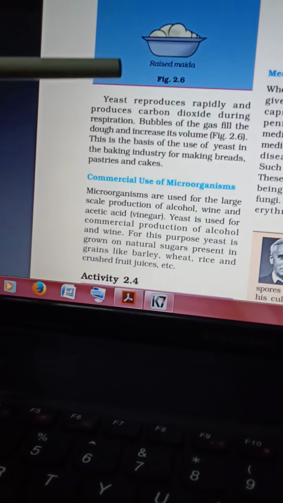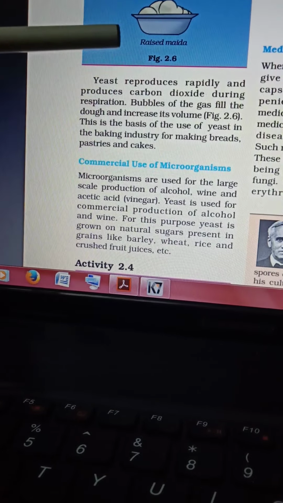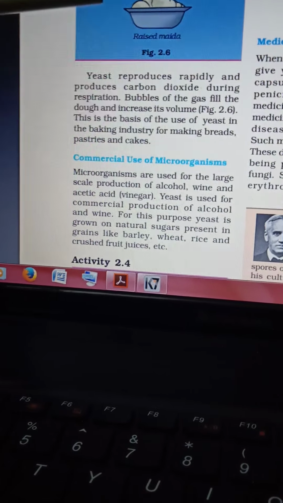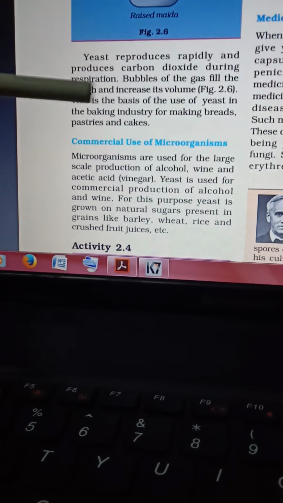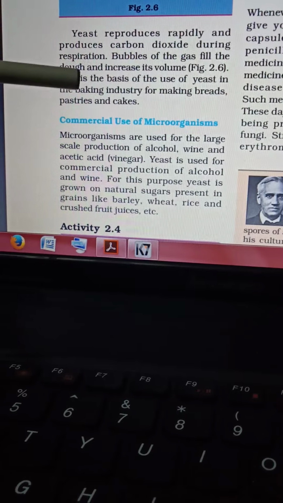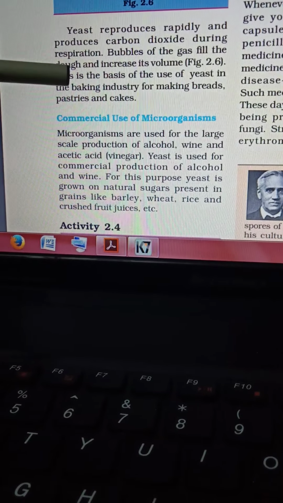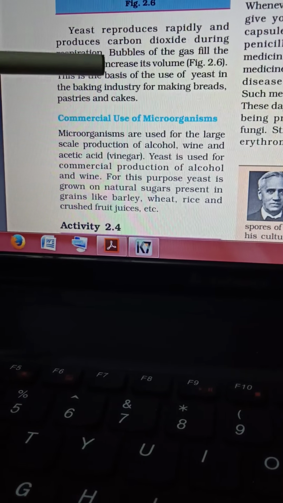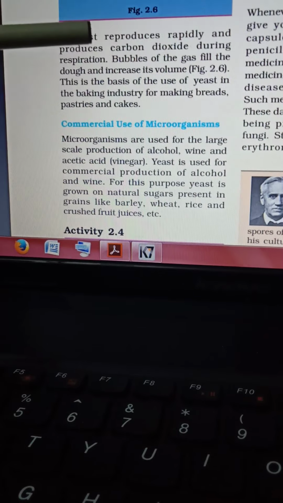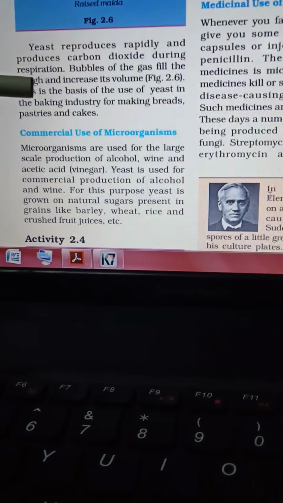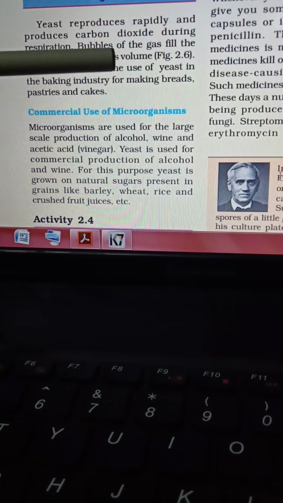It reproduces rapidly and they produce carbon dioxide. So this is why yeast plays a significant role in the baking industry for making bread, pastries and cakes. If they add it, it softens the items. Commercial use of microorganisms.